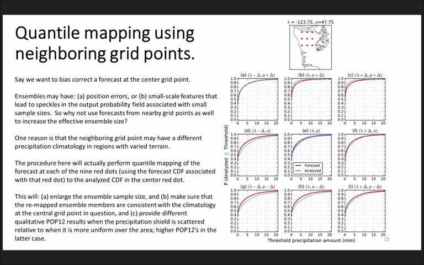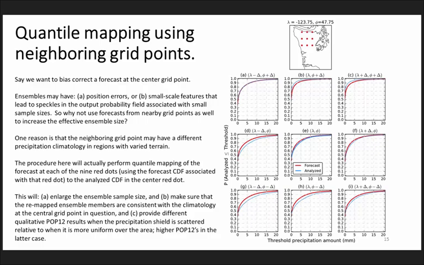In panel B at that northernmost grid point, we have an over-forecasting bias. In the middle grid point, the grid point that we're processing right now, we have a slight under-forecasting bias, and then that's even greater in panel H at the southernmost grid point in the center.